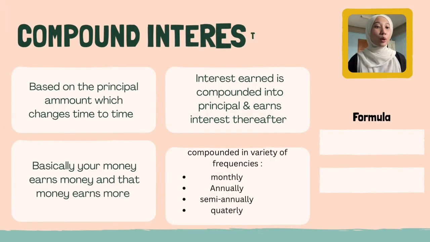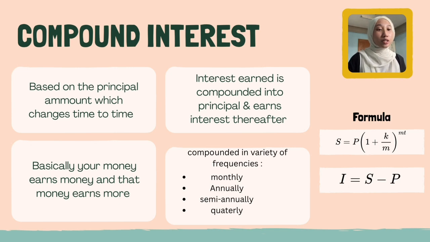What is compound interest? Compound interest is based on the principal amount, which changes from time to time. Interest earned is compounded into the principal and earns interest thereafter. Basically, your money earns money and that money earns more. It is compounded in a variety of frequencies such as monthly, semi-annually, annually, and quarterly.